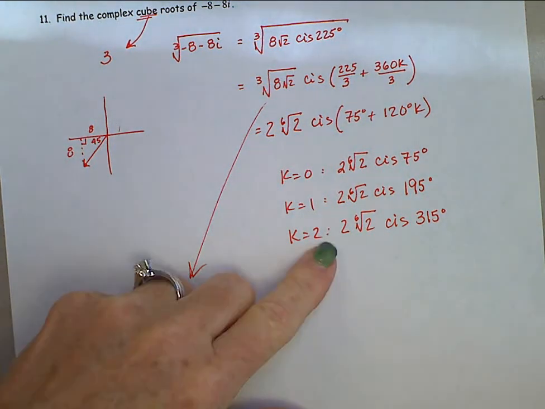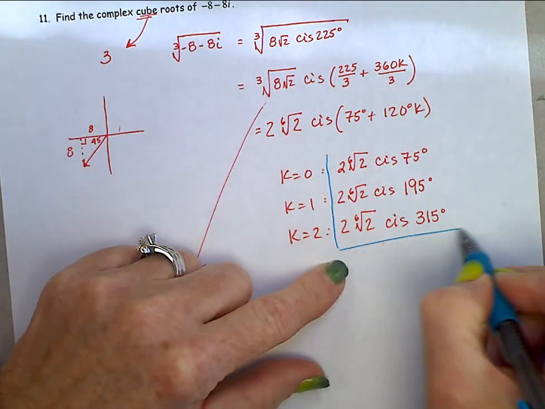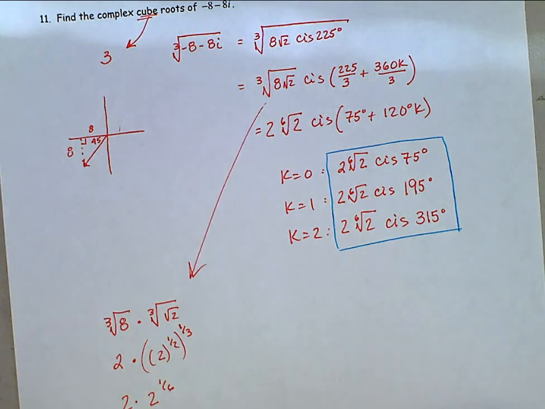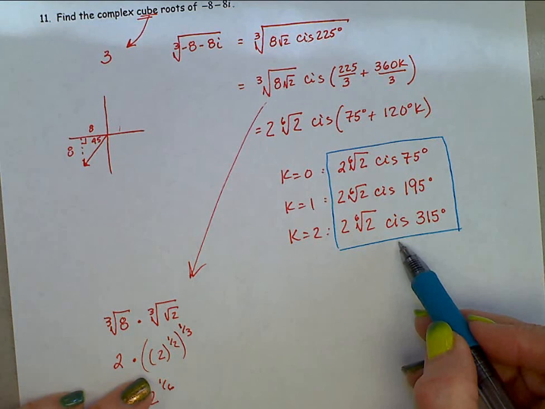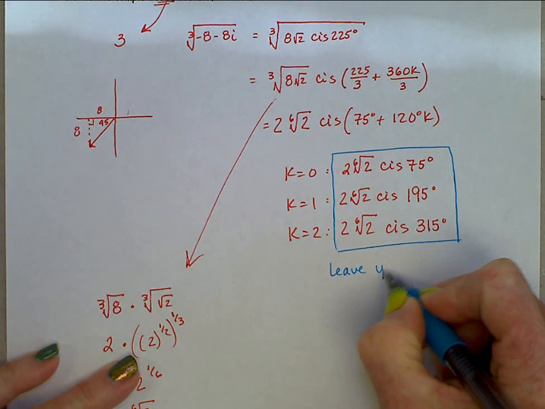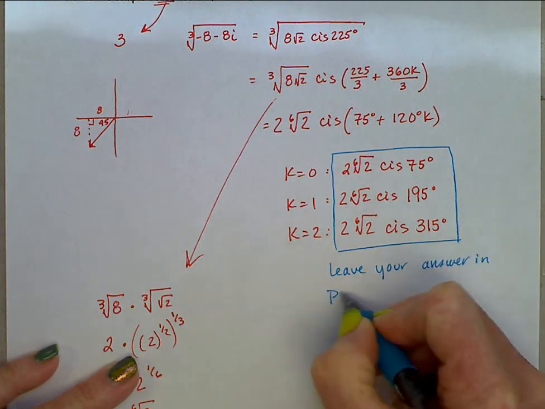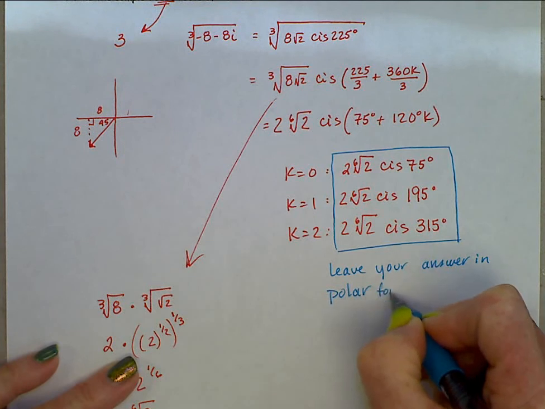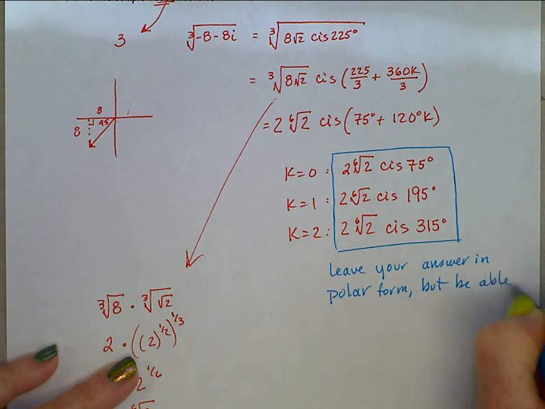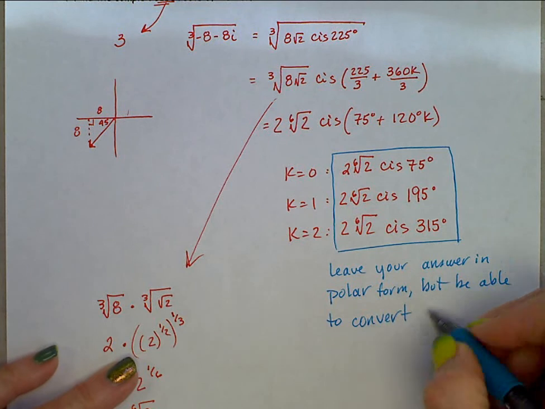There are your 3 cube roots of -8 minus 8i. I'm going to tell you to leave your answer in polar form, but be able to convert to rectangular form if I ask you to in the test.